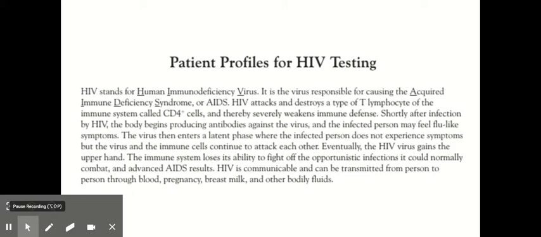the immune defense. Shortly after infection by HIV, the body begins producing antibodies against the virus, and the infected person may feel flu-like symptoms. The virus then enters a latent phase where the infected person does not experience symptoms, but the virus and the immune cells continue to attack each other. Eventually, the HIV virus gains the upper hand. The immune system loses its ability to fight off the opportunistic infections it could normally combat, and advanced AIDS results. HIV is communicable and can be transmitted from person to person through blood, pregnancy, breast milk, and other bodily fluids.